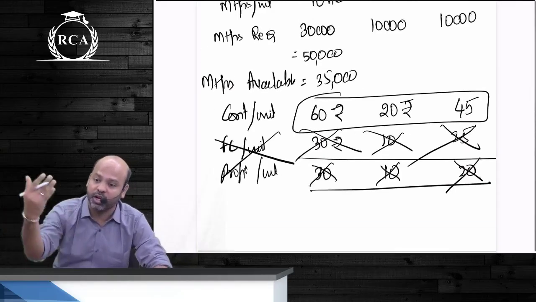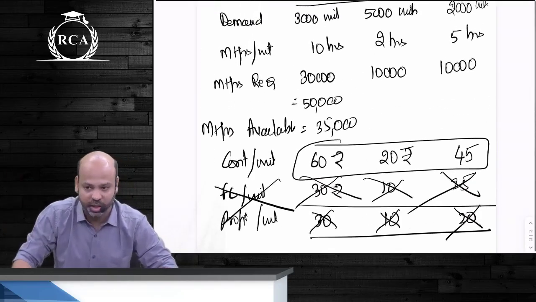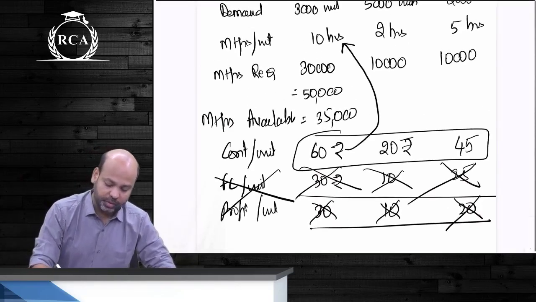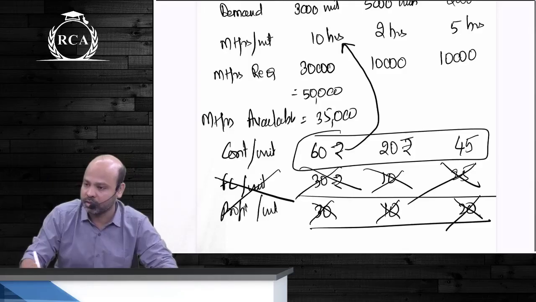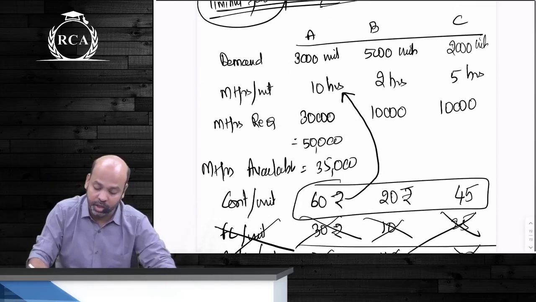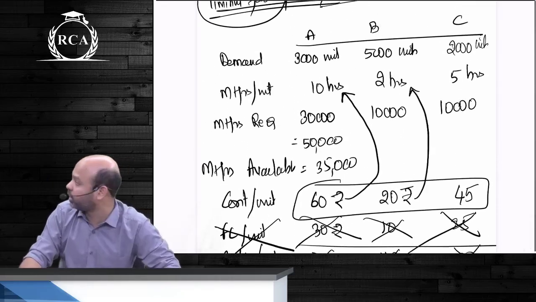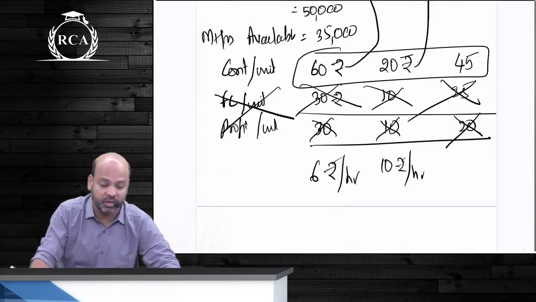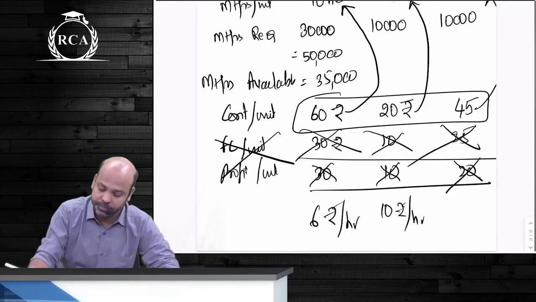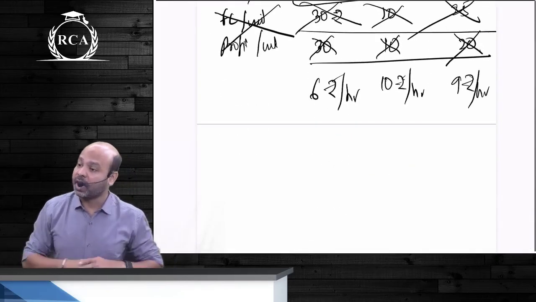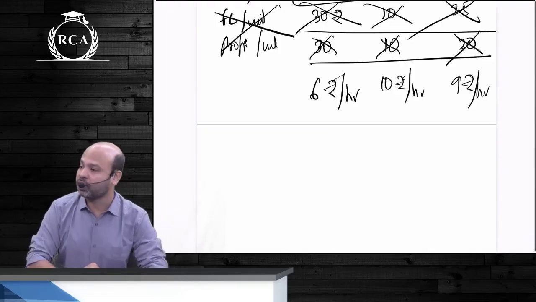And you cannot say as long as it is less than 10 hours, beta, we will do that. Product A is giving us a contribution of 60 rupees by working for how many hours, beta? I'll get 6 rupees for every hour of work. Product B is giving me 20 rupees from how many hours? It is 10 rupees per hour. Product C is giving me 45, which is 9 rupees per hour. For every hour of work, product B is contributing 10 rupees.